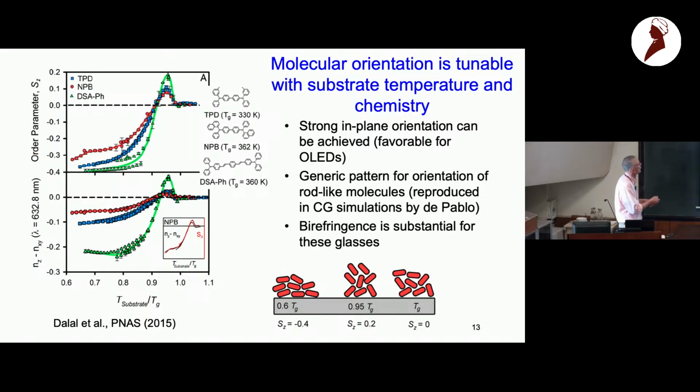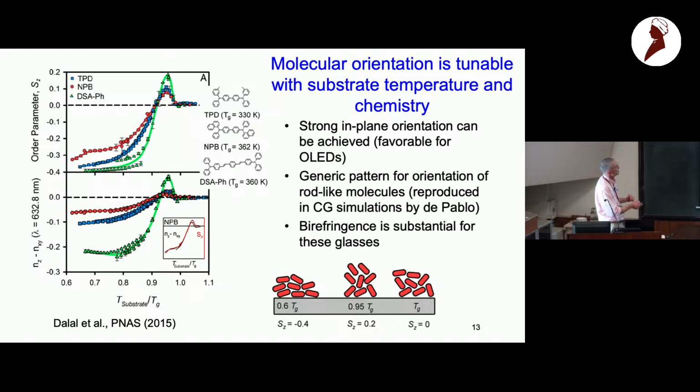So one important point is that at low temperatures here, we can achieve order parameters like minus 0.4. So minus 0.5 would be perfect for OLEDs. And so this graph basically gave a recipe for people who are trying to design better OLEDs, and they've been making use of this in order to achieve the orientation that's most favorable.